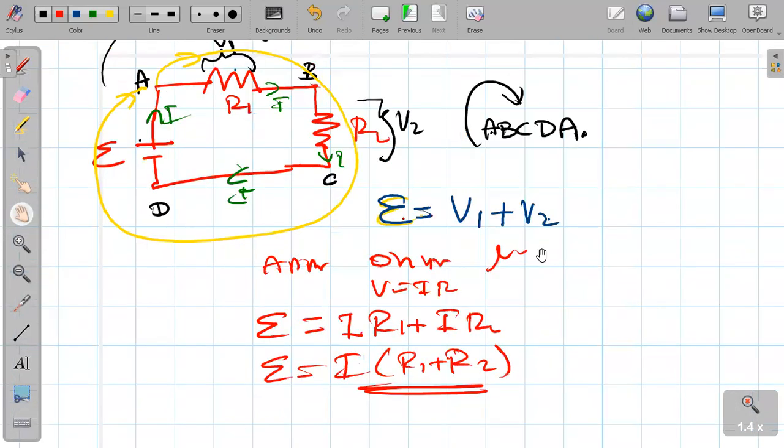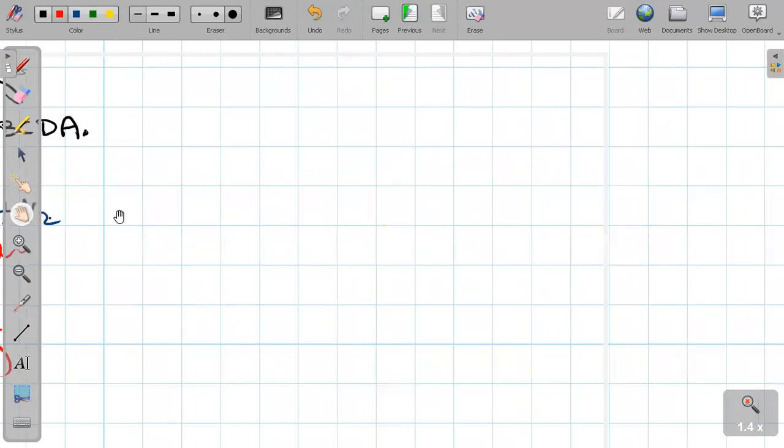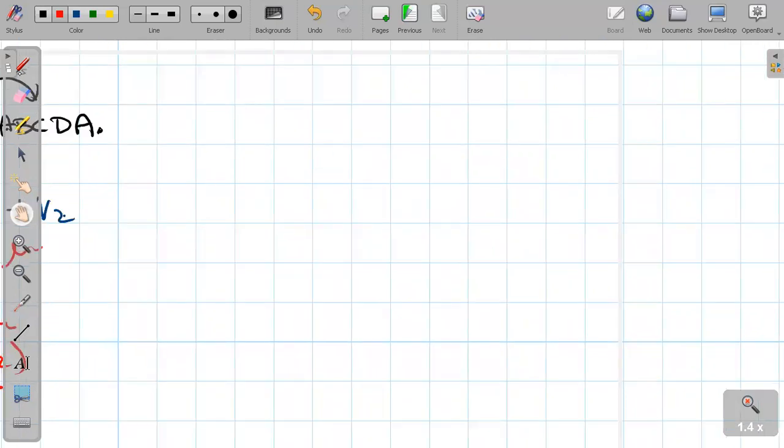So basically, the electromotive force across the entire loop is the sum of all the voltage drops. Okay, that's Kirchhoff's second rule. Because this can get even more complicated if I include a few more things like this.